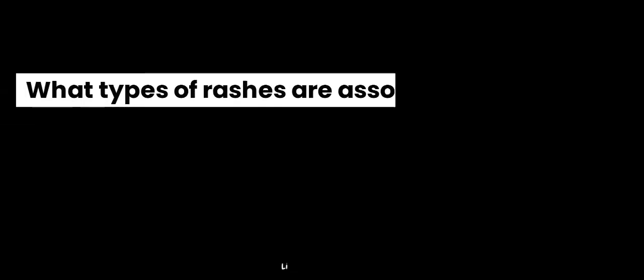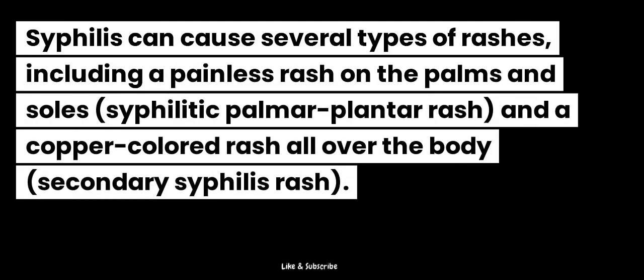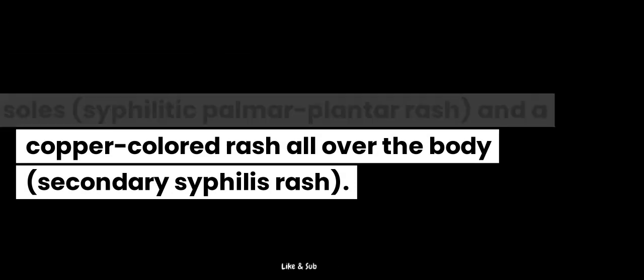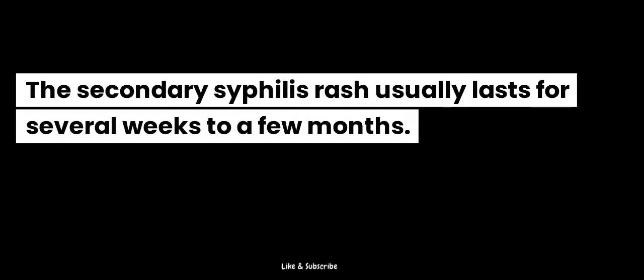14. What types of rashes are associated with syphilis? Syphilis can cause several types of rashes, including a painless rash on the palms and soles, syphilitic palmar-plantar rash, and a copper-colored rash all over the body, secondary syphilis rash. 15. How long does the secondary syphilis rash last? The secondary syphilis rash usually lasts for several weeks to a few months. Without treatment, it may come and go over a period of years.